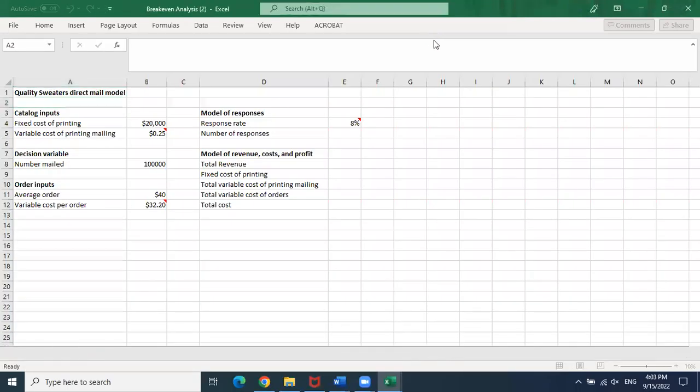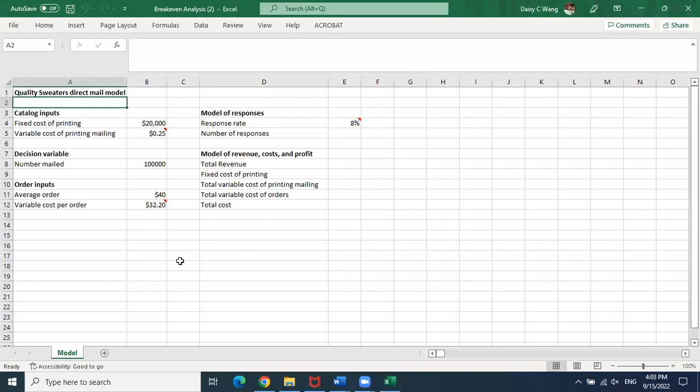Basically, this is a company with a sweater direct mail model. They sell catalogs to people, and we try to decide how many catalogs we need to print and mail in order to break even, and then see how feasible it is. So these are the given information.